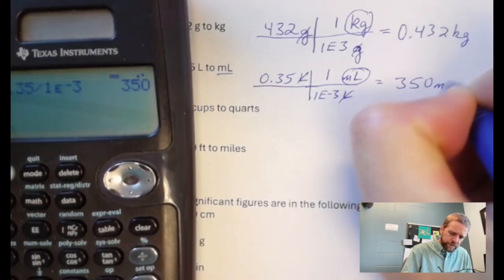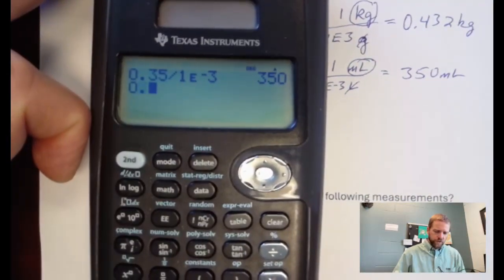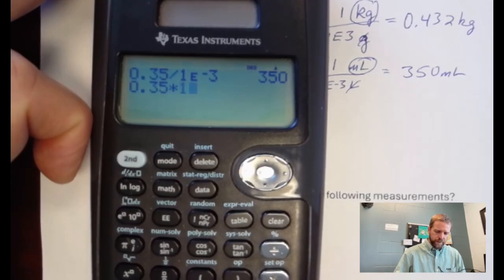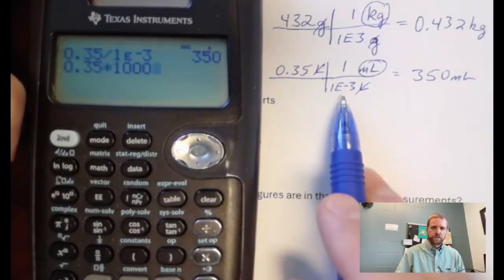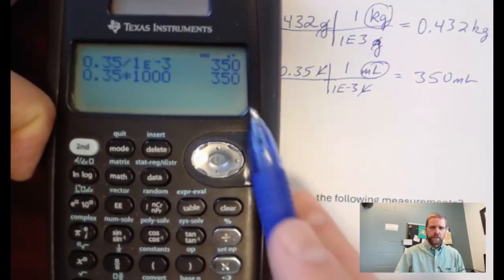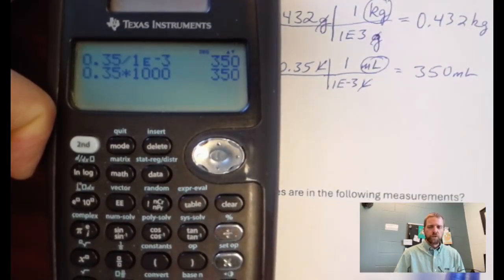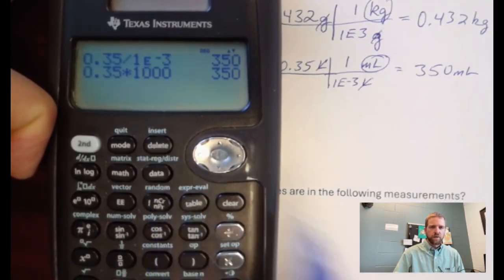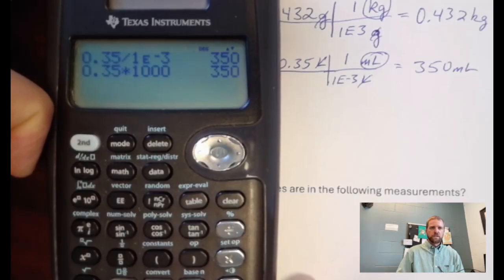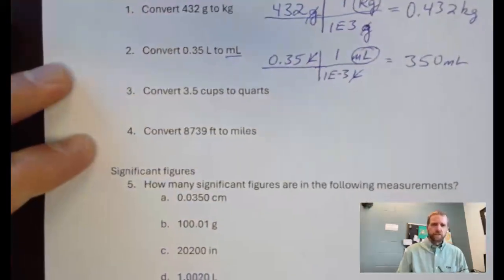Just to show you, we could have also multiplied this by 1,000, because there are 1,000 milliliters in 1 liter, and got the same answer. Multiplying by 1,000 is mathematically equivalent to dividing by 1,000th, so you can put either into your calculator.